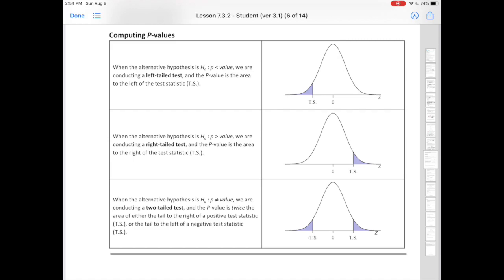When the alternative hypothesis is p is not equal to a value, we are conducting a two-tailed test, and the p-value is twice the area of either the tail to the right of the positive or the tail to the left of the negative. Okay, so we are going to do some examples of the two-tailed as well, so you guys know how to find that p-value, but really it's going to be just finding one of the tails and then doubling it because the two sides are the same.